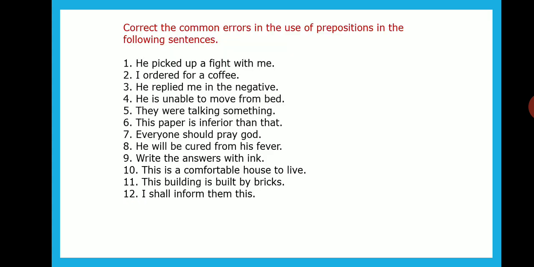Here I have given 12 sentences. In each sentence there is an error. You have to correct it and you have to do it on your own. For 2 sentences, I'll give you answers and after that you have to do it on your own. First one, he picked up a fight with me. So picked is a verb. Up will not go along with picked. So what do you write? The correct answer is he picked a fight with me. Next, I ordered for a coffee.